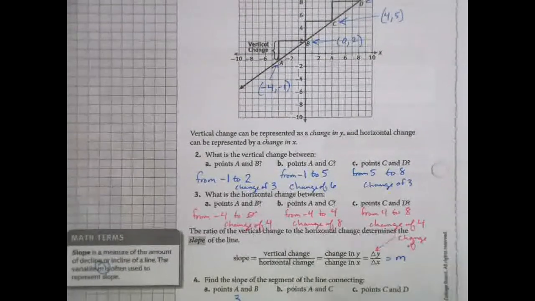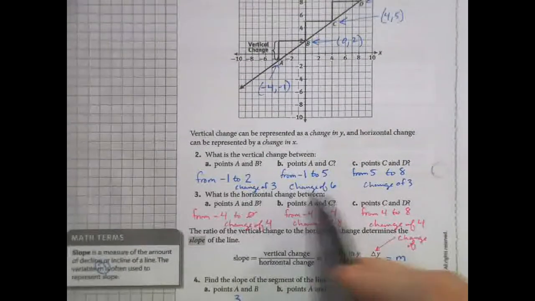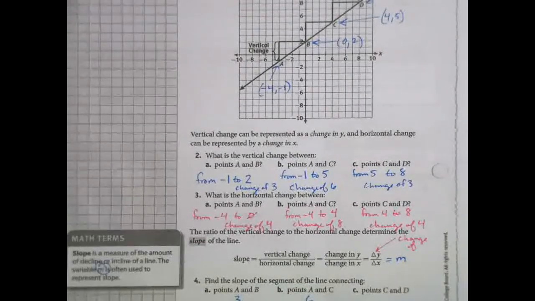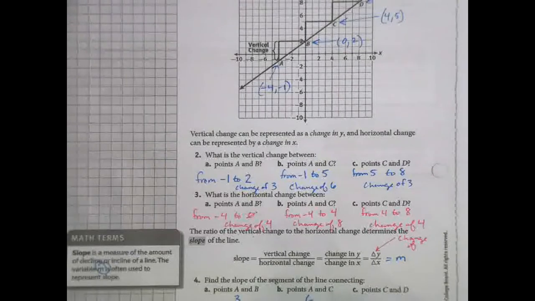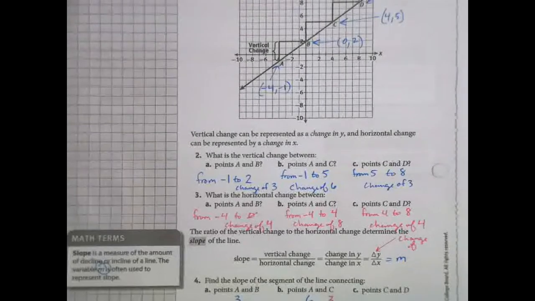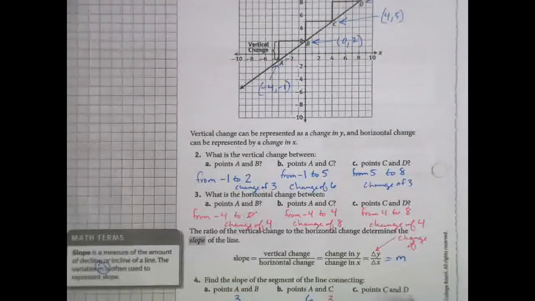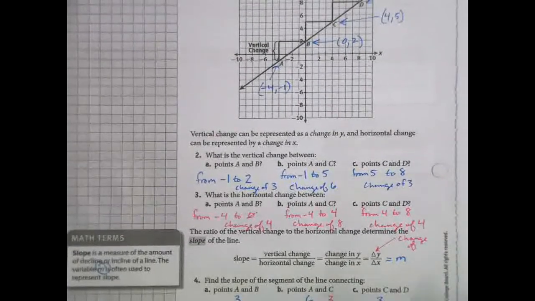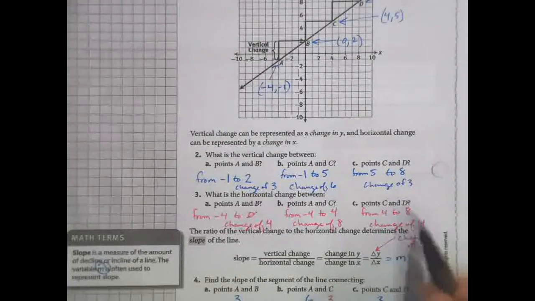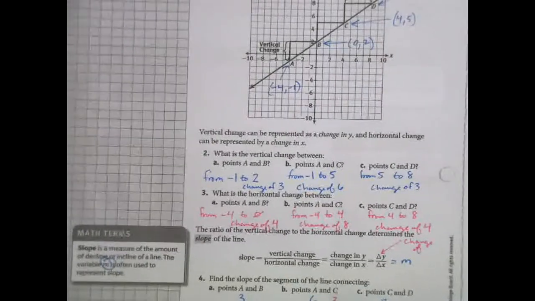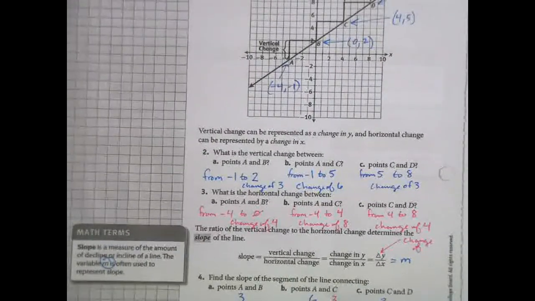Alright, let's try A and C. A and C, the change is 6, and I have a change of 8 as my horizontal change. Well, 6/8 is equal to 3/4. It's equal to m. Okay, and then C and D, again, 3 over 4. Change from C to D, 3/4. That's m. So what do I notice about the slope of the lines here, here, and here?